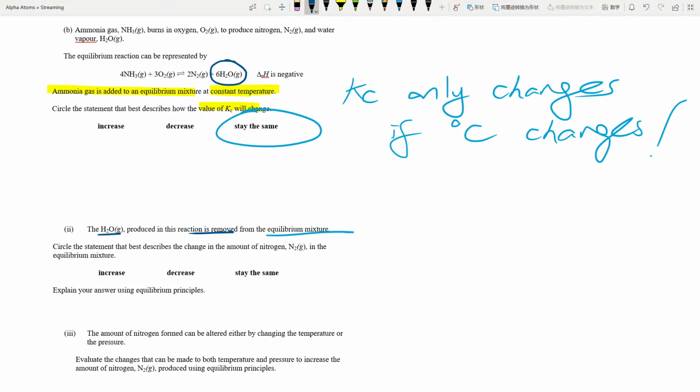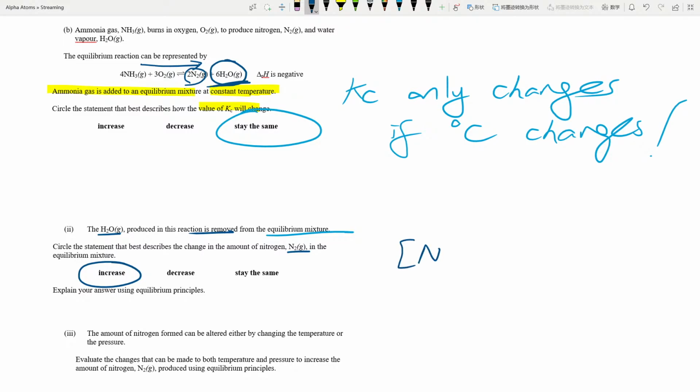So that means the system is no longer at equilibrium. It's no longer at equilibrium, so what's going to happen is that the system will try to minimize the change. And how do they minimize the change? They are going to favor the forward reaction to make more H2O. In the process of favoring the forward reaction, the concentration of N2, which is what they're asking, is going to increase, because while you're making H2O, the N2 concentration would also increase.